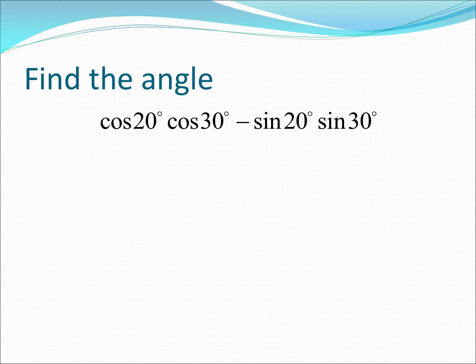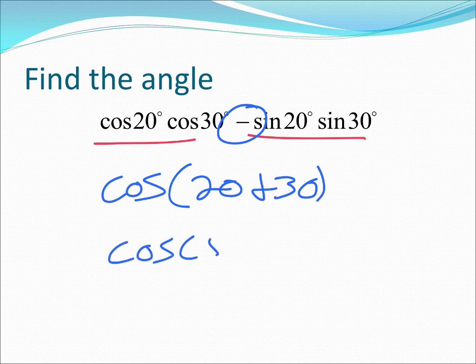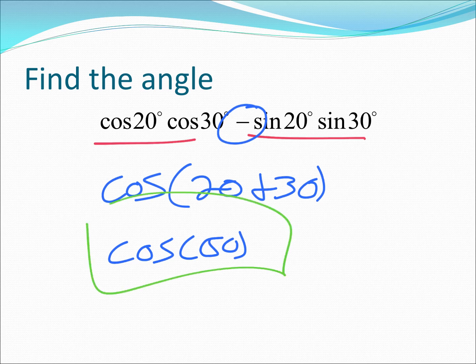Alright, so let's see how we did. Now we have cosine times cosine minus sine times sine, so the giveaway is that it's a cosine. Since we are subtracting, remember that means we're going to be doing the opposite with our angles. So it's really the cosine of the sum of two angles, which means you have the cosine of 20 degrees plus 30 degrees, which simplifies to be the cosine of 50 degrees. And since that is not on a unit circle, it is your final answer.